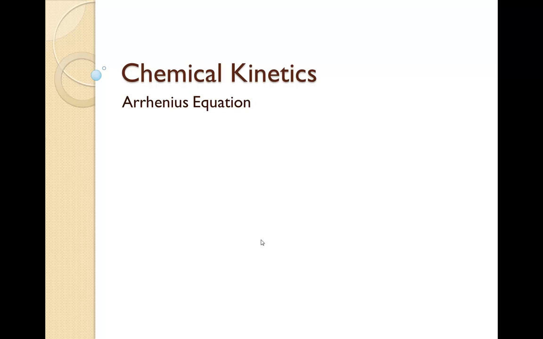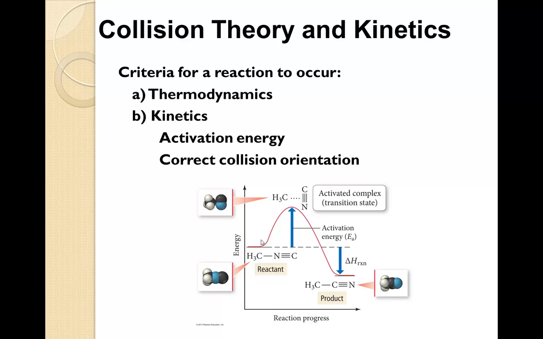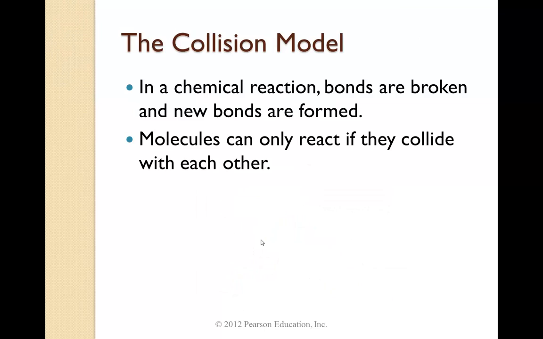In this tutorial, we will be discussing the Arrhenius Equation, which includes the effects of temperature and collision on reaction rates. According to the collision theory in kinetics, there are a couple criteria for a reaction to occur. One is to overcome the thermodynamics, and the other is kinetics, including the activation energy and the correct collision orientation.